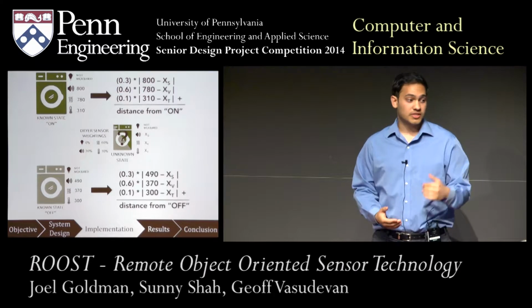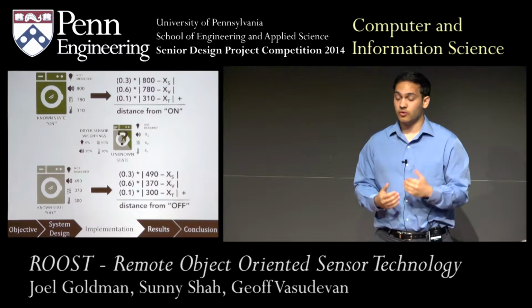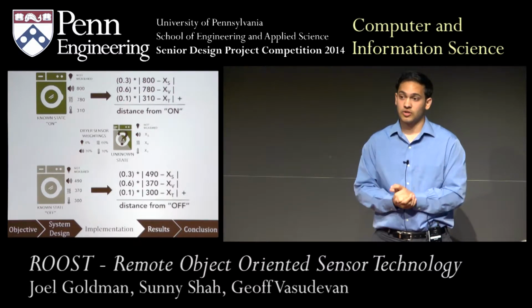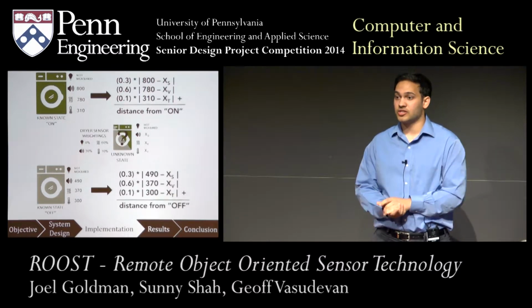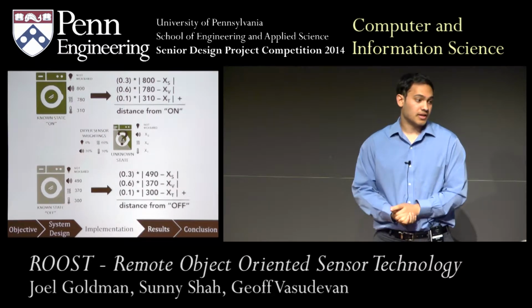So the way that we do this is we look at the weighted comparison and we select the state which the value is closest to. This is similar to a distance calculation in linear algebra.